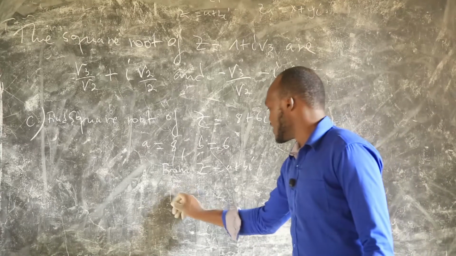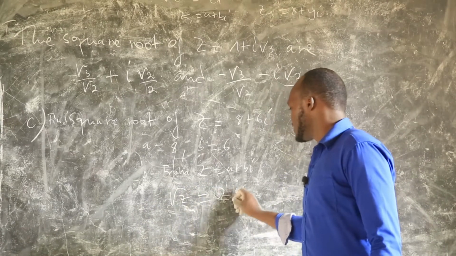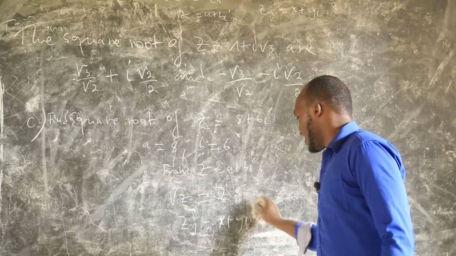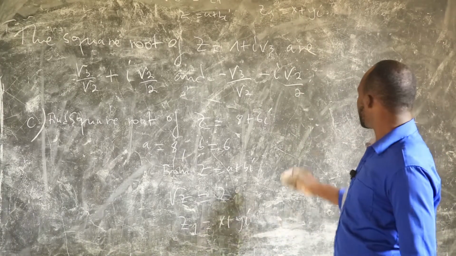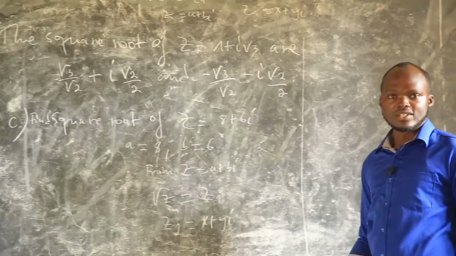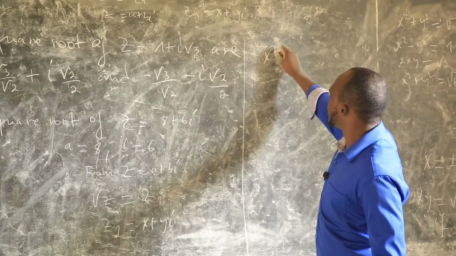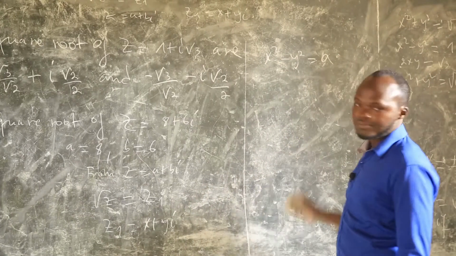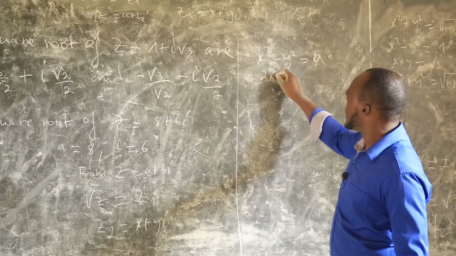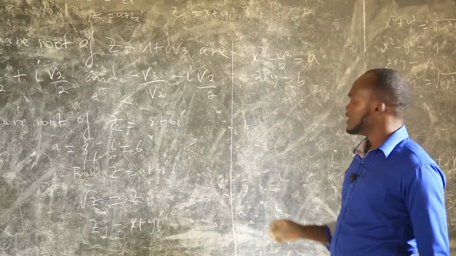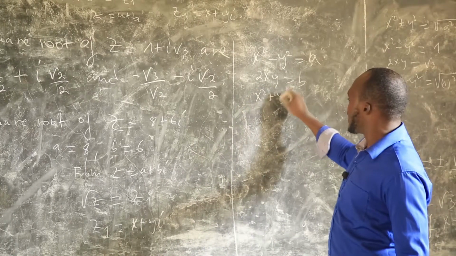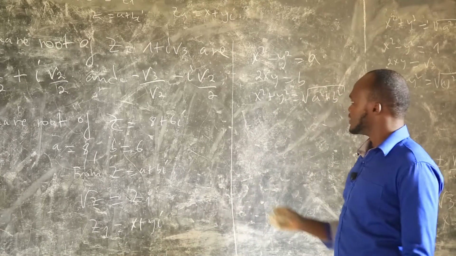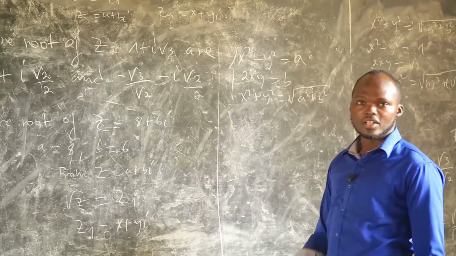So what is the square root of z? It is z1, and z1 is what? x plus yi. So what do we have to use? We have to use 3 equations. Those 3 equations are x squared minus y squared equal to a, and 2xy equal to b, and x squared plus y squared equal to the square root of a squared plus b squared. So we're going to use those 3 equations.